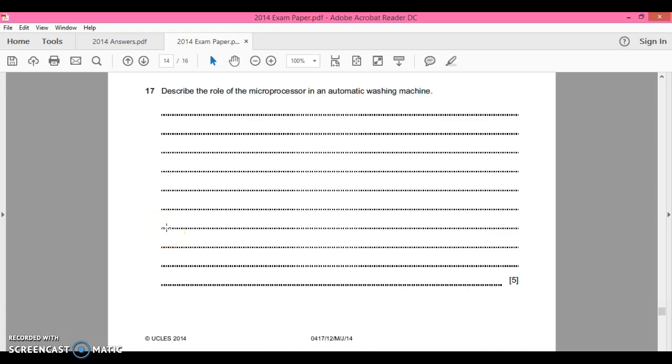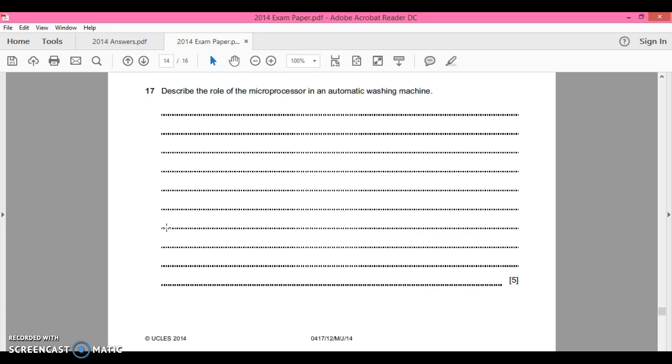Okay, so question 17, describe the role of the microprocessor in an automatic washing machine. The way you need to look at this is the same way you looked at the other microprocessor questions. Obviously, we're not talking about impact here, but again, like I explained earlier, just use a flowchart to think of this. It's really, really simple. It's very straightforward.